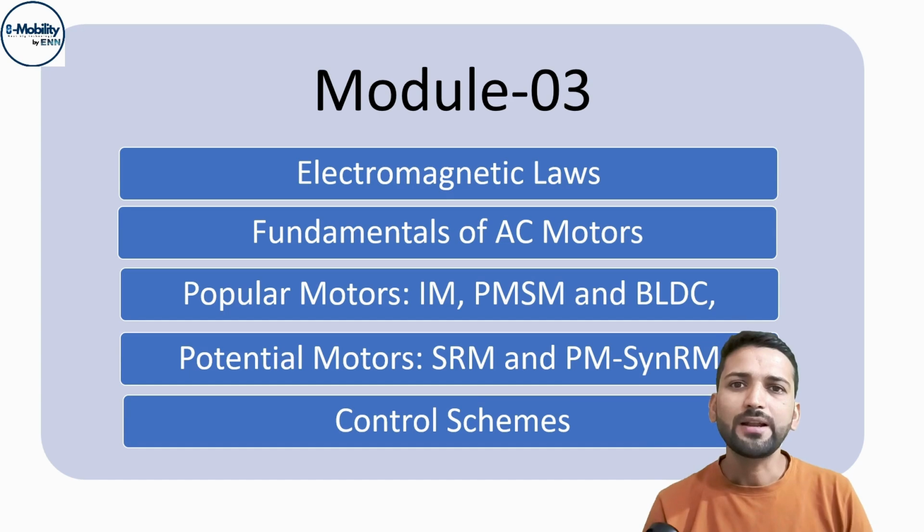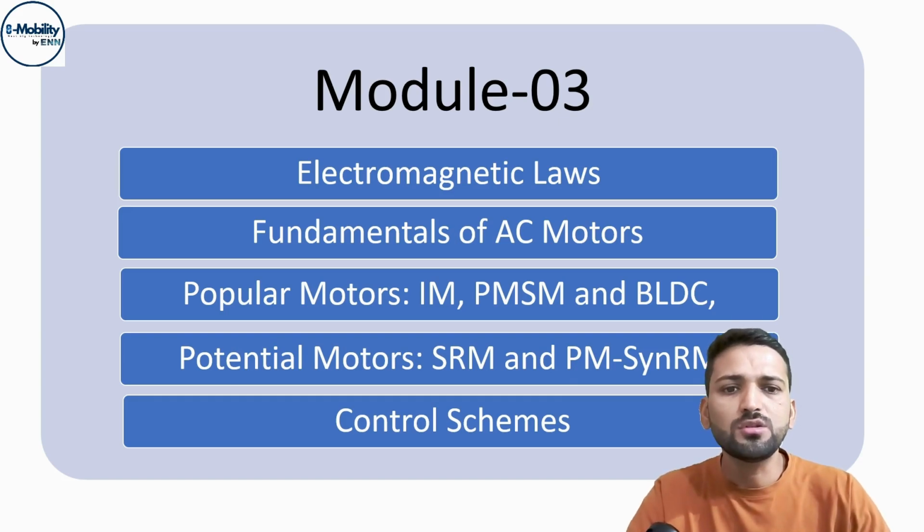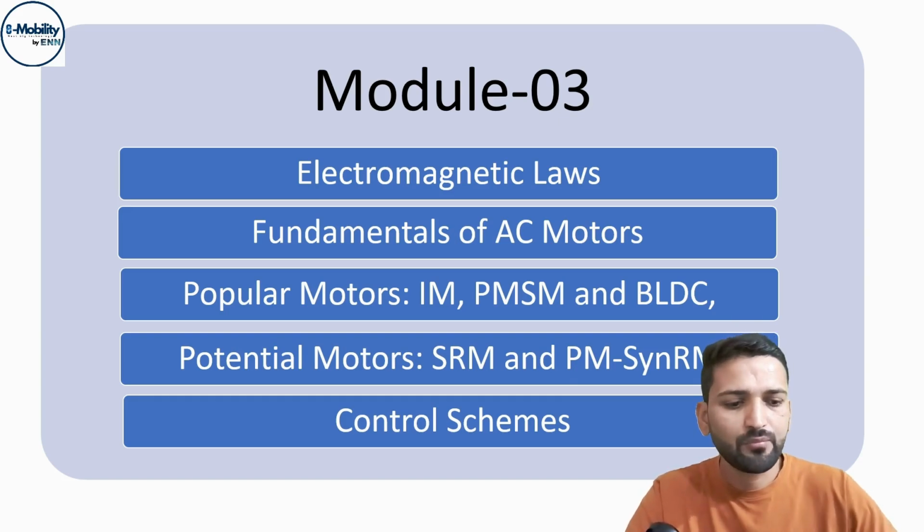So we are starting module 3. In module 3 we will be learning about the basic electromagnetic laws and the fundamentals of AC motors. Then we will be going towards the popular motors which are being used in electric vehicles and some of the potential motors which have the potential to be used in the future. And lastly, we will be going through the control schemes. So what are the control schemes used for controlling the motors?